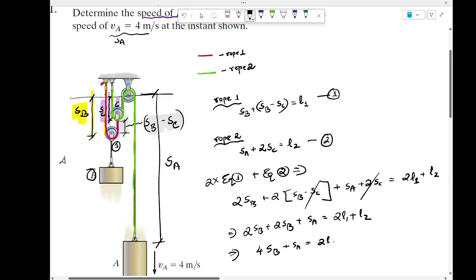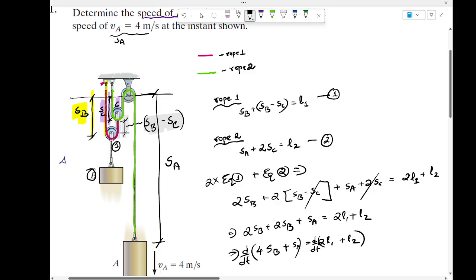SA 2L1 plus L2. Now, can I do the derivative with respect to time t on both sides? I can literally do anything, but this is what I can do for sure, right? On the right side, if I take the derivative with respect to time t of a constant, what does the derivative knowledge from last class tell you? The value would be 0, right?